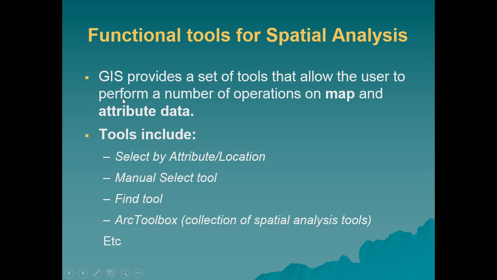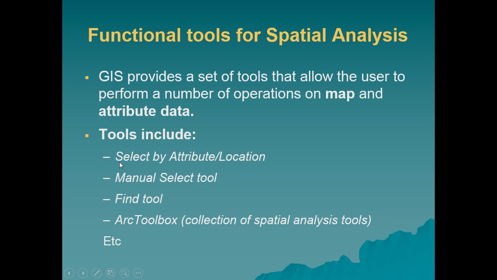Alright, so we know that GIS can provide a set of tools that allows the user to perform a number of operations on both the map and the attribute data. We talked about that in an earlier slide. What are some of the common tools that we have been using? So try to think back in your mind's eye in the GIS, the ArcMap environment, having used some of these.